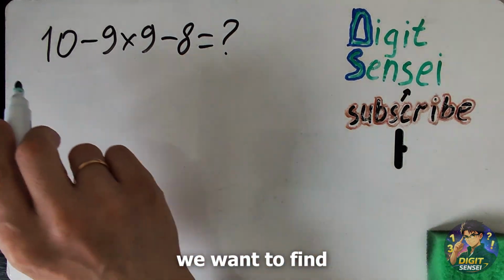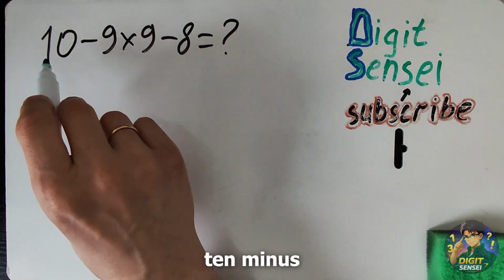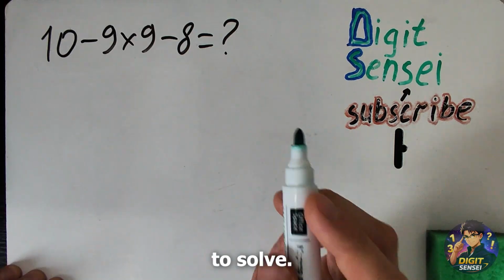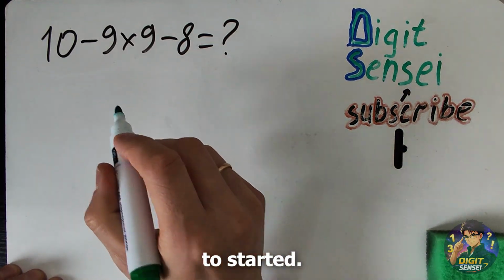In this video, we want to find the value of this expression: 10 minus 9 times 9 minus 8. Are you ready to solve? Let's go ahead and get started.